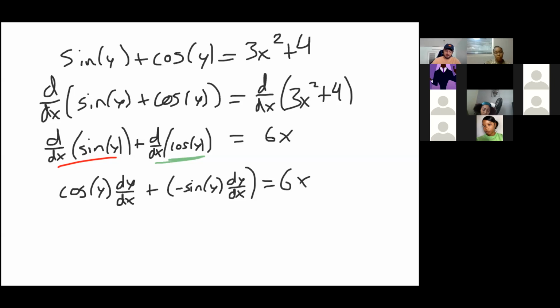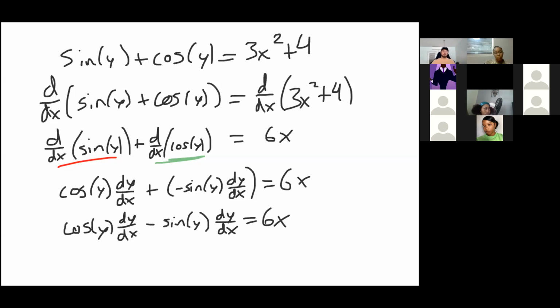This is equal to 6x, and then most of y'all probably jump straight to here. I'm just going to rewrite that second term on the right-hand side. So that last line, I'm just cleaning things up a little bit with that negative. So I have cosine of y times dy dx minus sine of y times dy dx equal to 6x. And I'm trying to solve for dy dx.